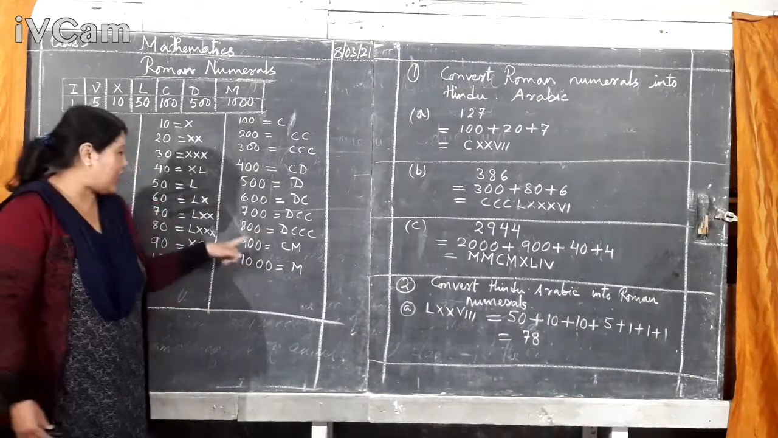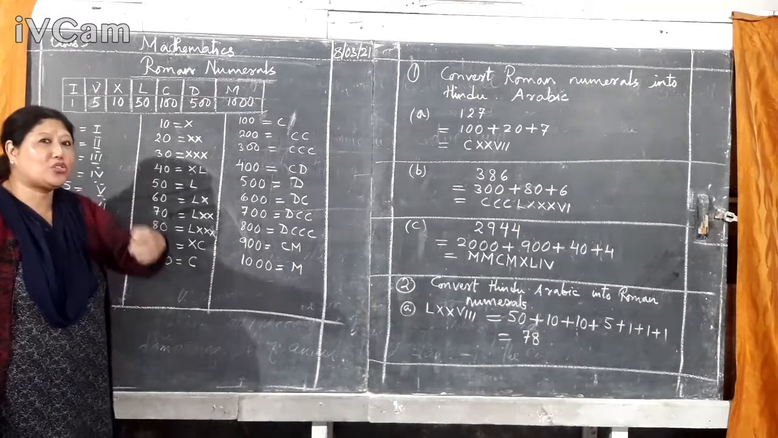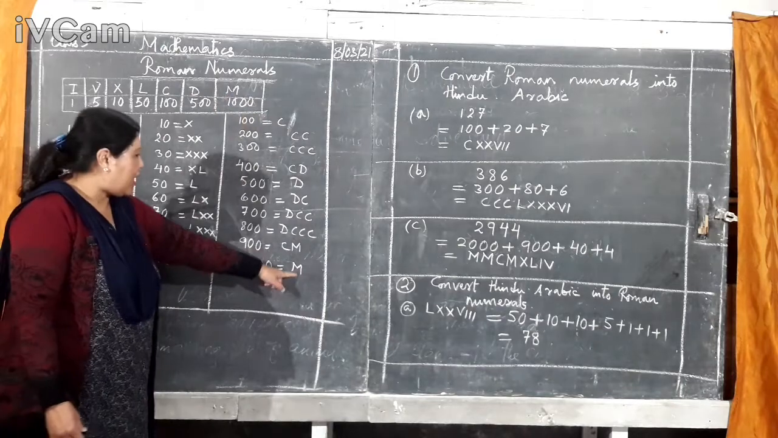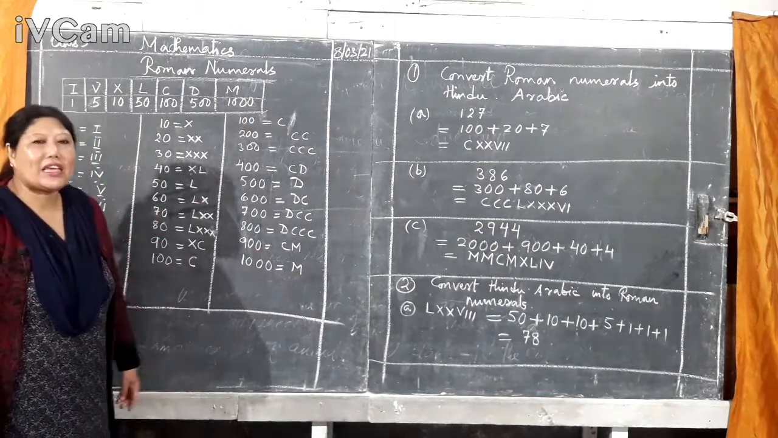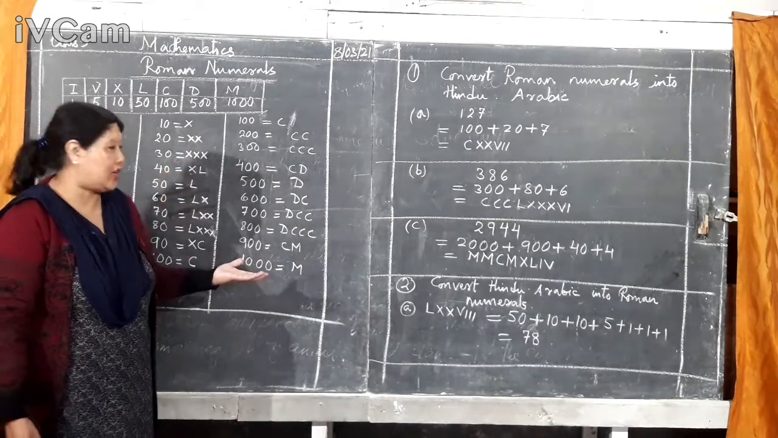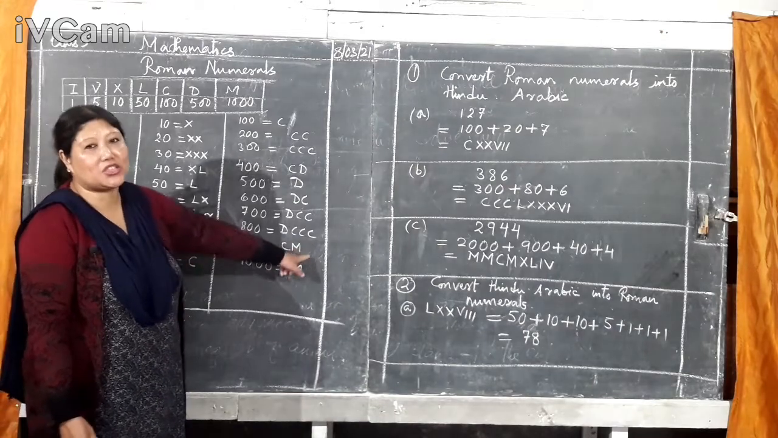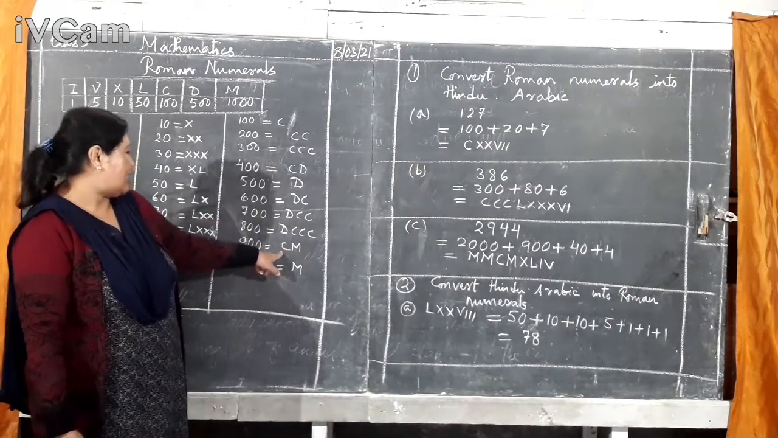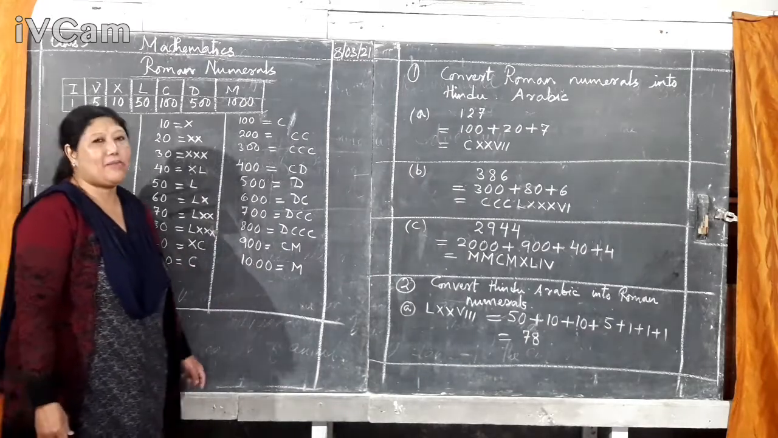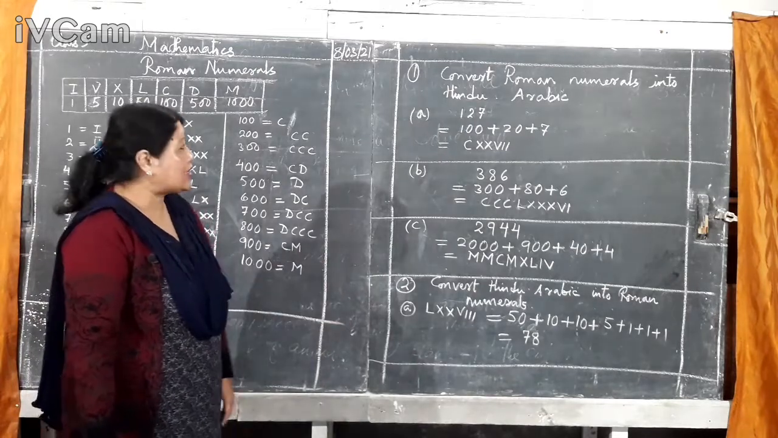Then after 800 comes 900. To write 900, you should know 1000. 1000 is M. So M, and before that if you put C, 1000 minus 100 will be 900. So CM. Last time I told you it's not chief minister, it is 900 in Roman numerals. Then M is 1000. Of course, if you have to write 2000, it will be M plus M, like that.